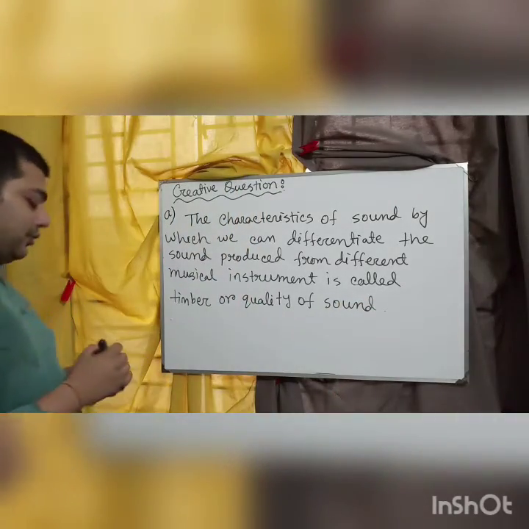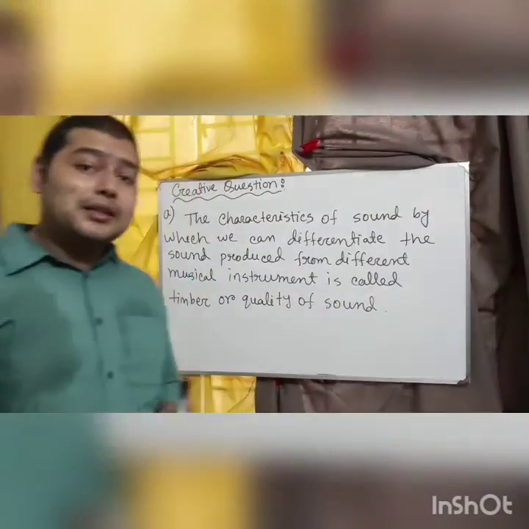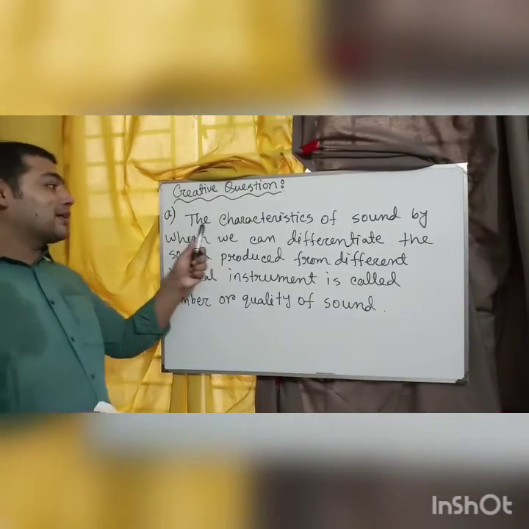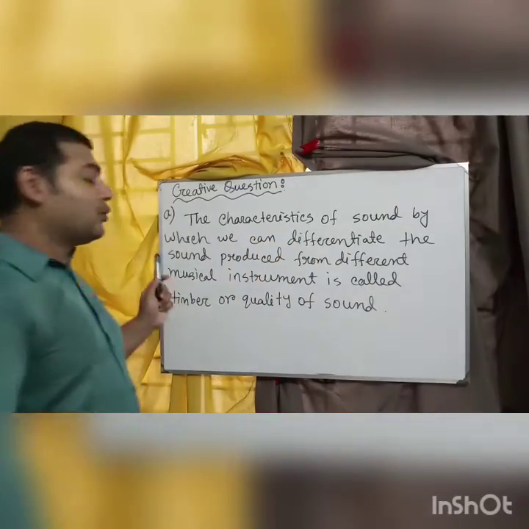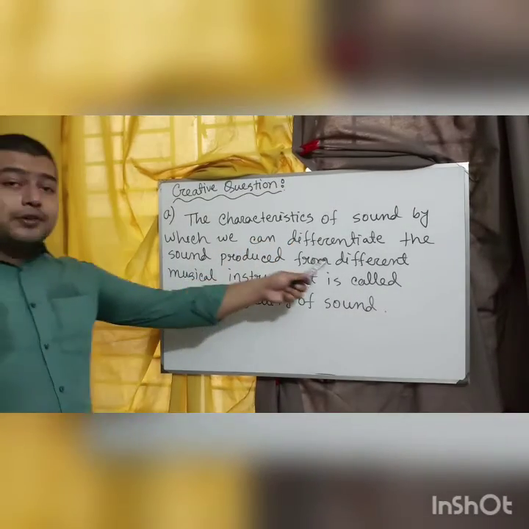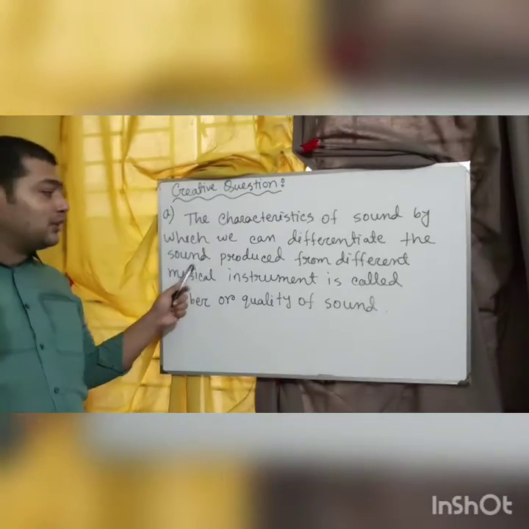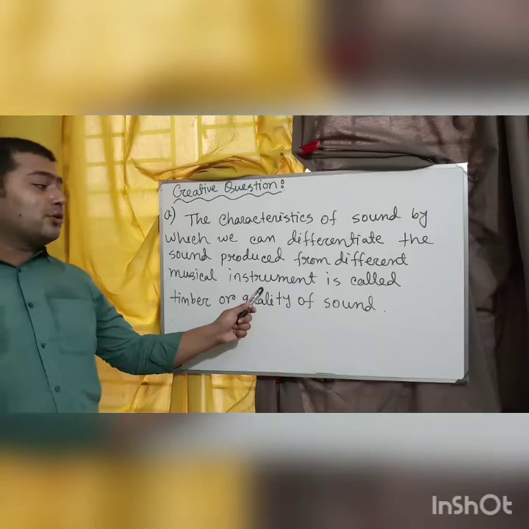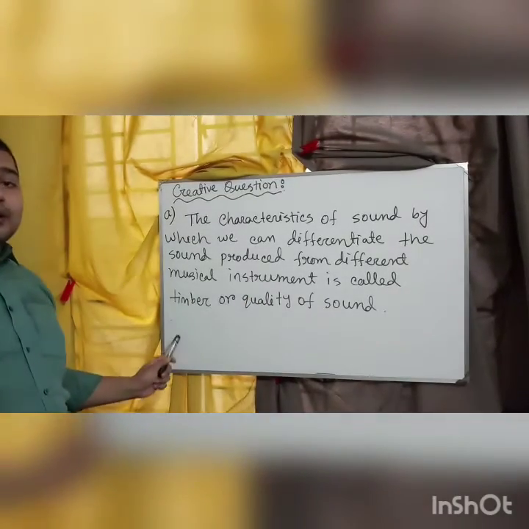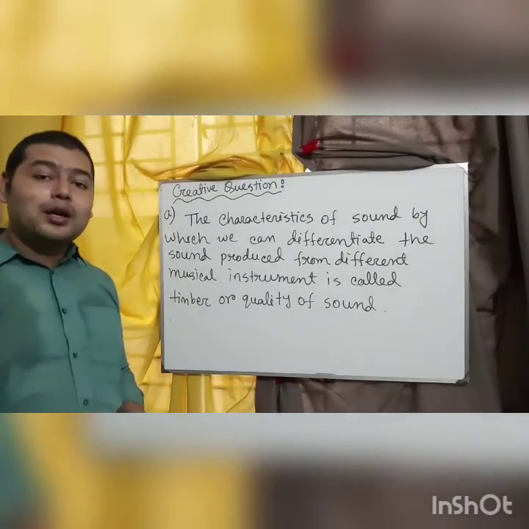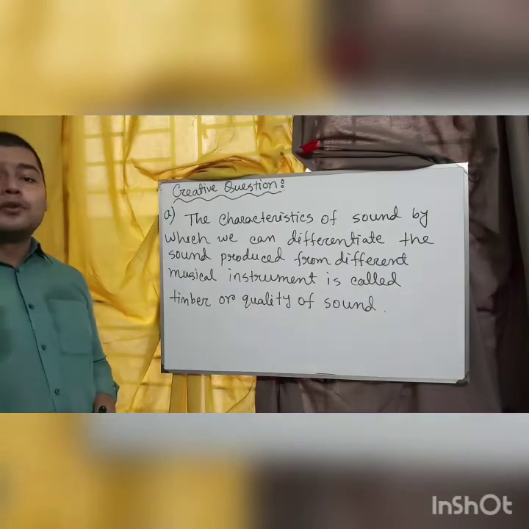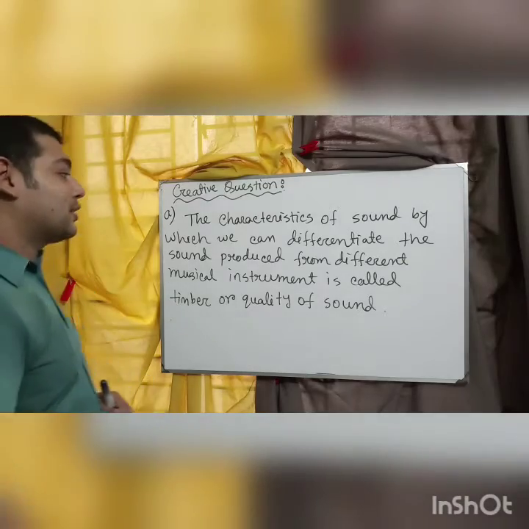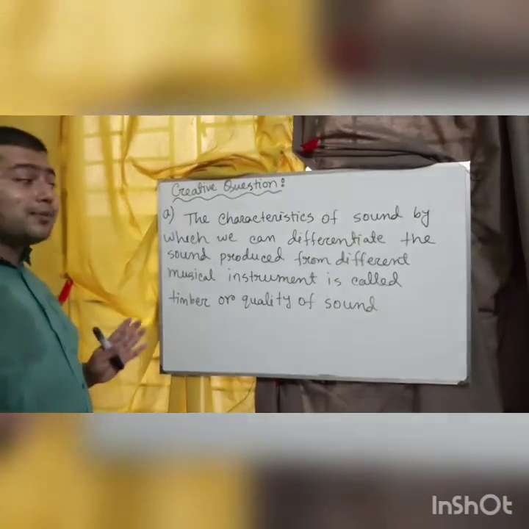Okay, so we see that timbre is a characteristic of the sound. What type of characteristic? The characteristic of sound by which we can differentiate the sound produced from different musical instruments is called timbre, or it is also called the quality of sound. This is the solution for question number A. This is our knowledge based question.